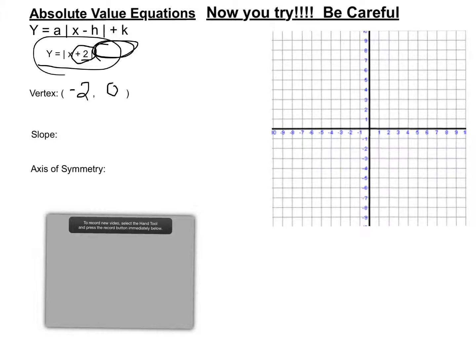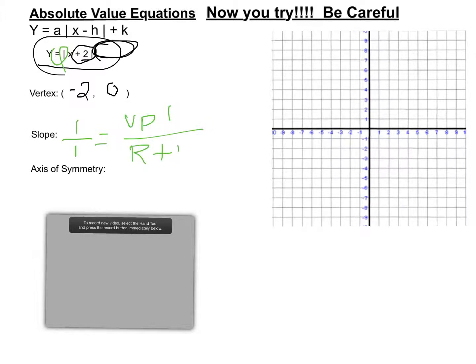Now, next thing we have to do is find the slope. Now notice also, that wasn't listed either. But remember, what number's hiding in front of a parenthesis that you can't see is the number 1, or 1 to 1. Okay? So, this says we're going to go up 1 to the right 1.